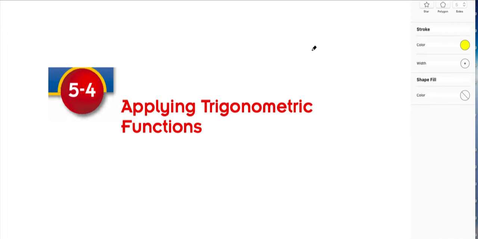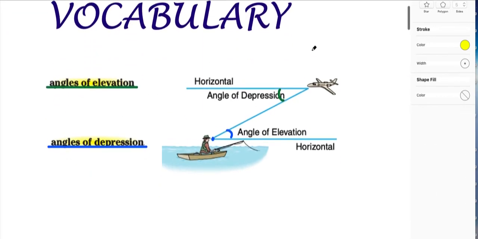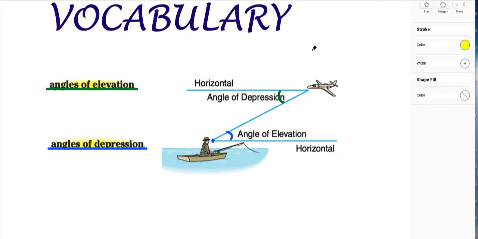We are looking at section 5.4 and we are working on applying trigonometric functions. Our vocabulary phrases are only two. One is angle of elevation, and that's when we are in a low place and we're looking up. We would make the horizontal line, or the horizon in a sense, and we think about what angle we are looking up, what's that opening that happens there. So that's the angle of elevation.